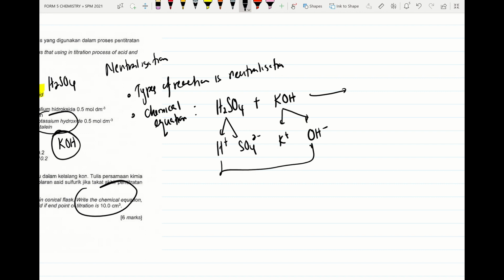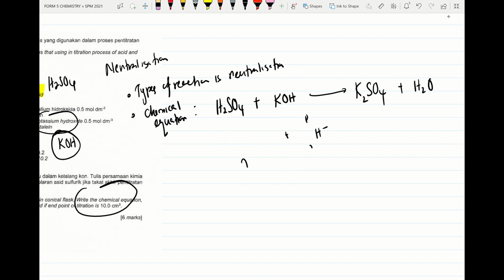So hydrogen ion combines with hydroxide ion to produce a water molecule, and potassium combines with sulfate ion to produce K2SO4, and take the 2 and put it here. Alright, so potassium sulfate. Erase all these, and we try to balance the equation. Please be careful when you balance the equation. Potassium is 2, so I put 2 in front of potassium, balanced.